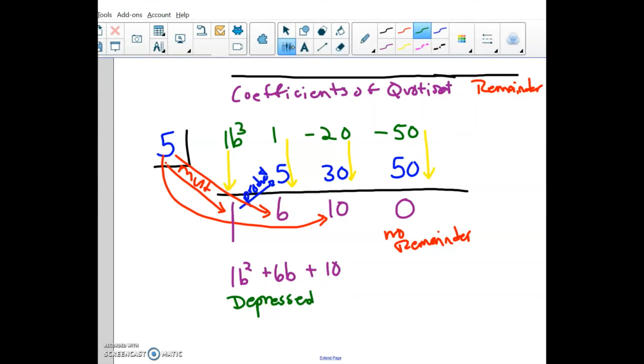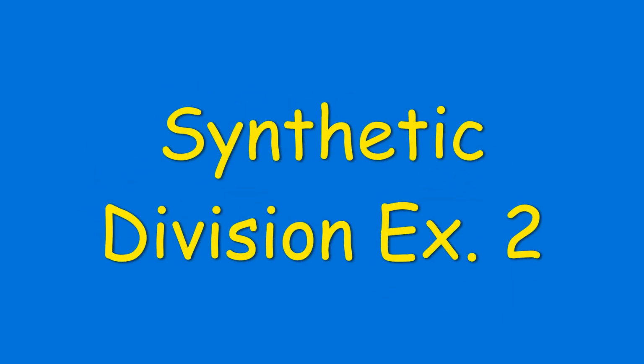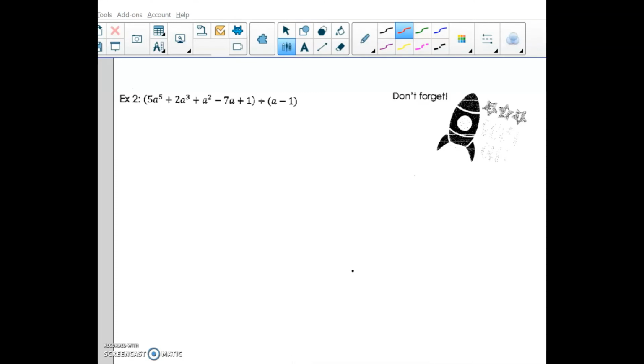Depressed polynomial, because the degree dropped by 1. So we started out with a third-degree polynomial, we ended up with a second-degree polynomial, and that's the process of synthetic division. Okay, let's look at some other examples and see if we can't get this process down.